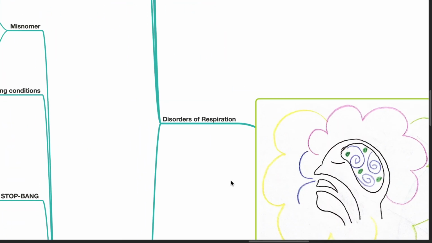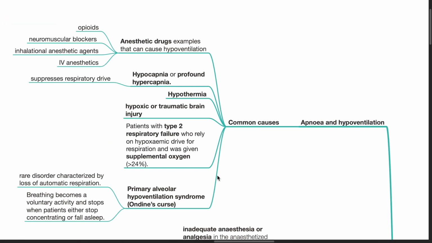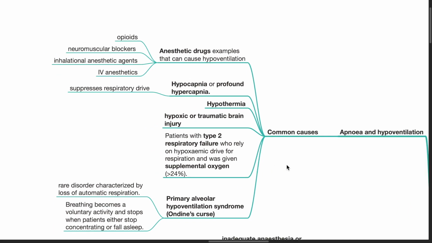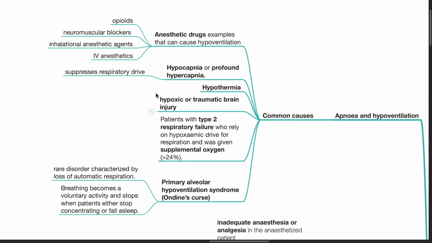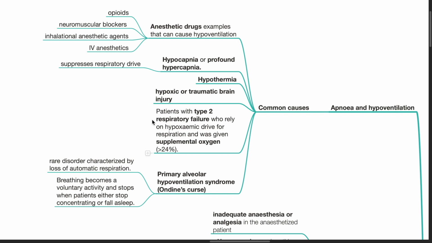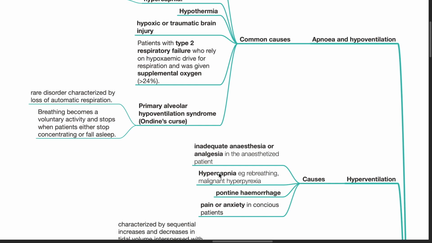We move on to disorders of respiration. Apnea and hypoventilation are commonly caused by anesthetic drugs such as opioids, neuromuscular blockers, inhalational and IV anesthetic agents, hypocapnia or profound hypercapnia, hypothermia, hypoxic or traumatic brain injury, patients with type 2 respiratory failure who rely on hypoxemic drive for respiration and were given supplemental oxygen, and primary alveolar hypoventilation syndrome, which is a rare cause.